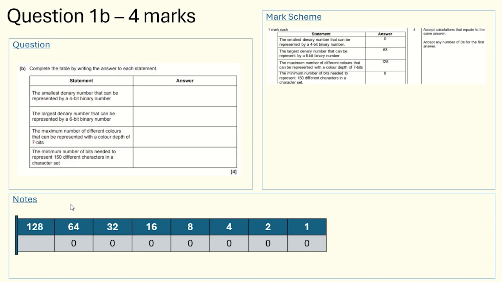The final question says the minimum number of bits needed to represent 150 different characters in a character set. So we're essentially trying to make 150 using this table here. To make 150, well, we can't do it using these 7 bits because that only goes up to 127. So we need that 8th bit in there. So we'll be using 128. So we need to make an extra 22. So let's make 16 and 4, and that gives us 20, and then 1 for the 2. So we know that we need to use all of these 8 bits to represent 150 different characters in a character set.